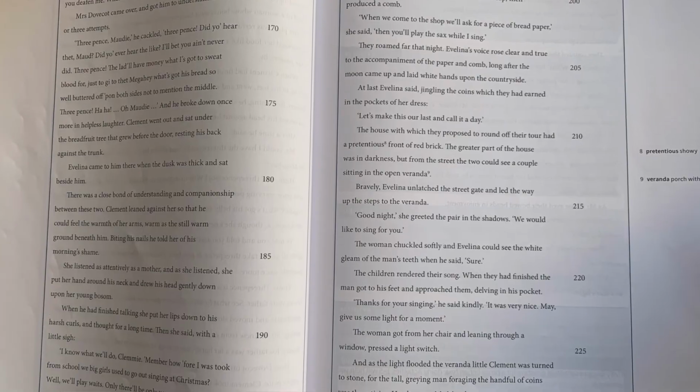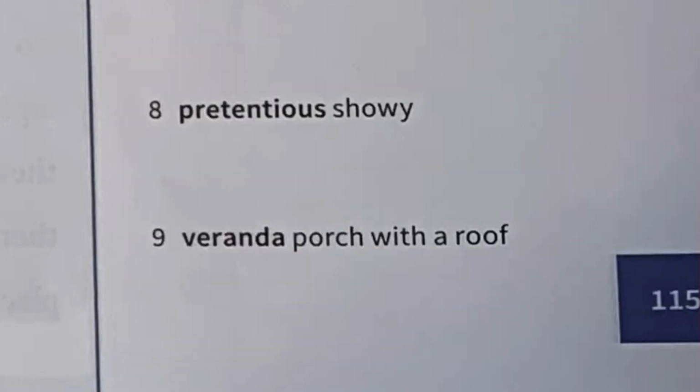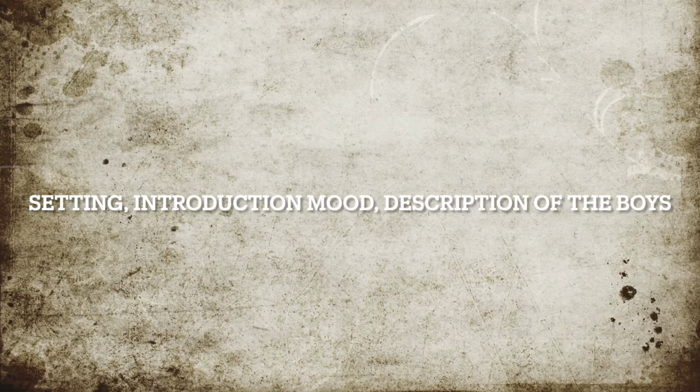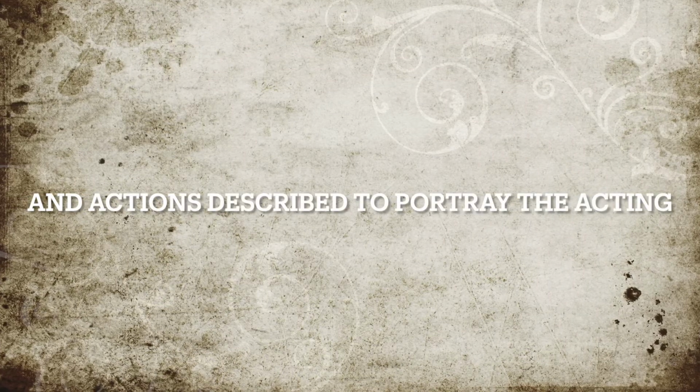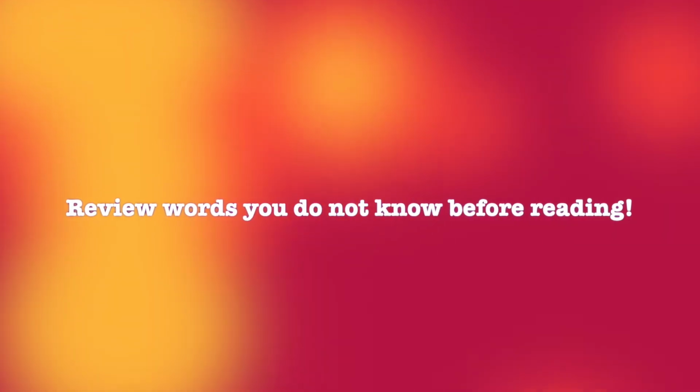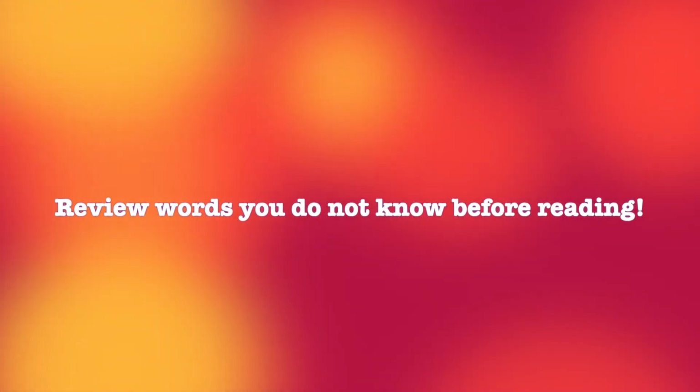Tip number 1. Actively look at the vocabulary in the margins and search for example sentences on the internet for any words you don't know. Tip number 2. Pay attention to the setting, introduction, mood, description of the boys, words, and actions used to portray the acting. If any of these words or ideas are still unclear to you, review them before you read it.